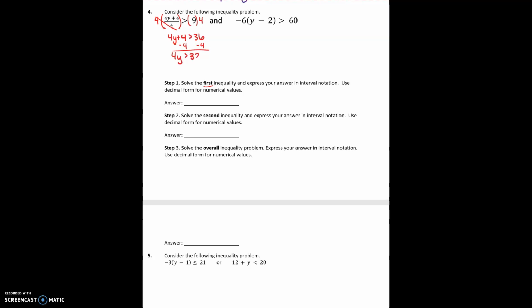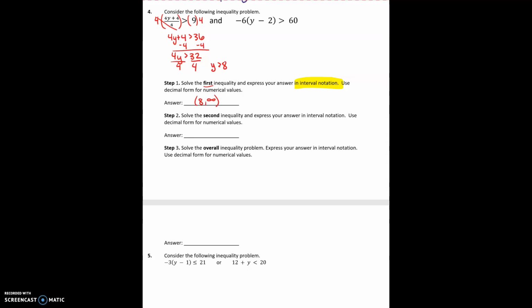4y is greater than 32. Divide. Y is greater than 8. So that's my first answer. I need to make sure I use interval notation. So I'm just going to do parenthesis 8 to infinity.